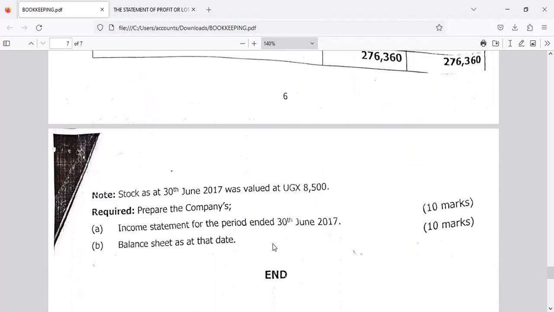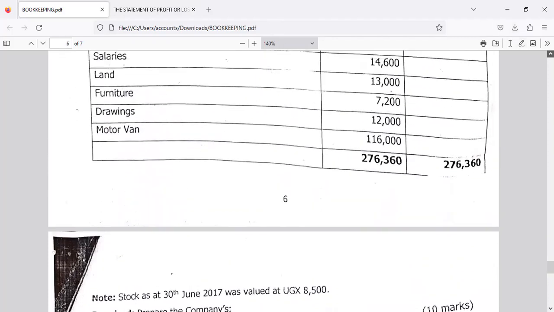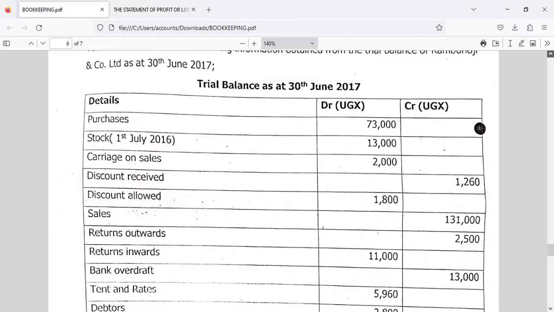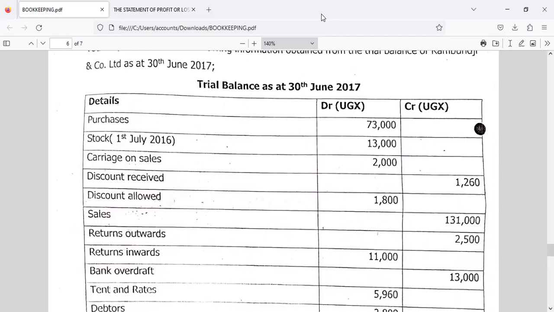Required: prepare the company's income statement for the period ended 30th June 2017, and then the balance sheet as at that date. So that is the information which you are going to use to see how we can prepare the income statement and then the balance sheet. So I'll use this as my working page.